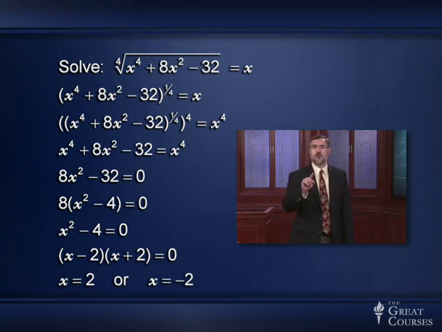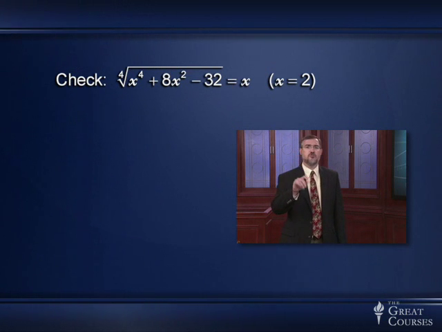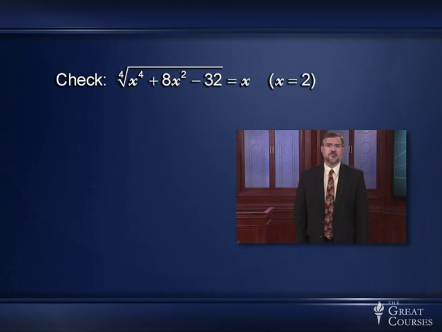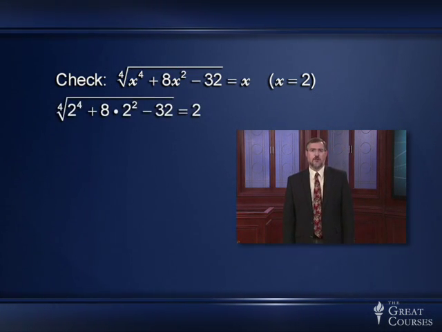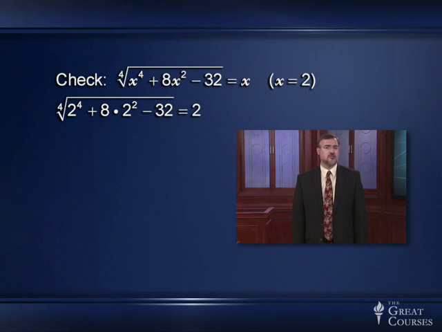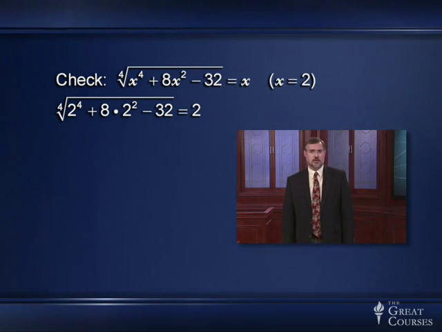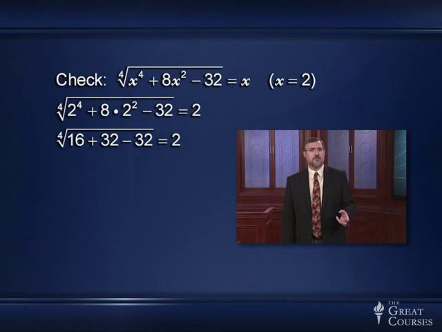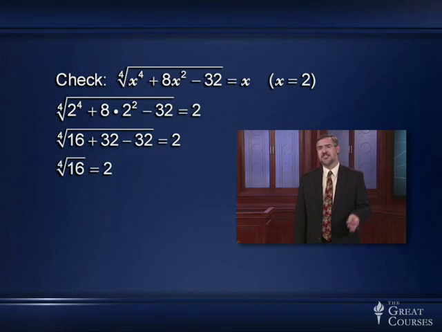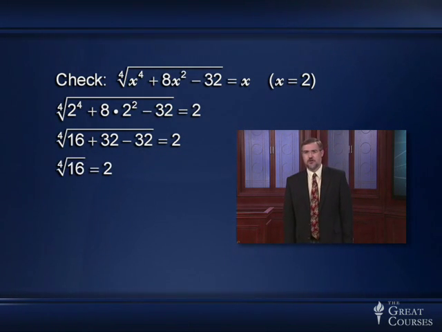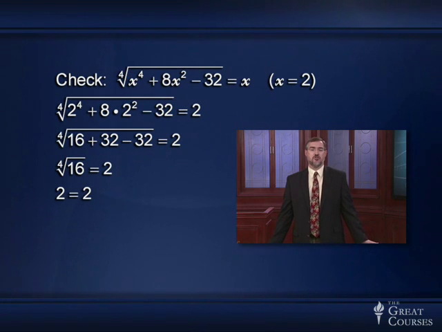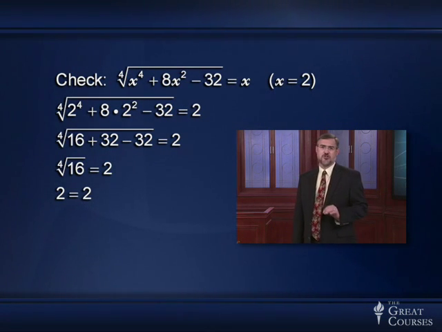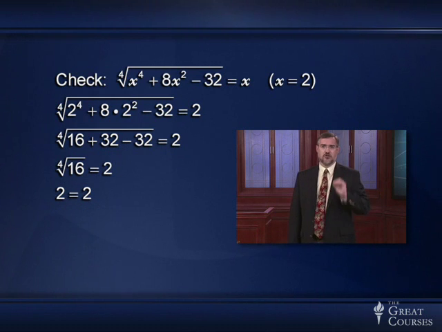I say we check them both. Plugging in x equals 2 to the original equation is going to give me 4th root of 2 to the 4th plus 8 times 2 squared minus 32 equals 2, which will simplify to 4th root of 16 equals 2, and that's just 2 equals 2. So I know that x equals 2 is really a solution.